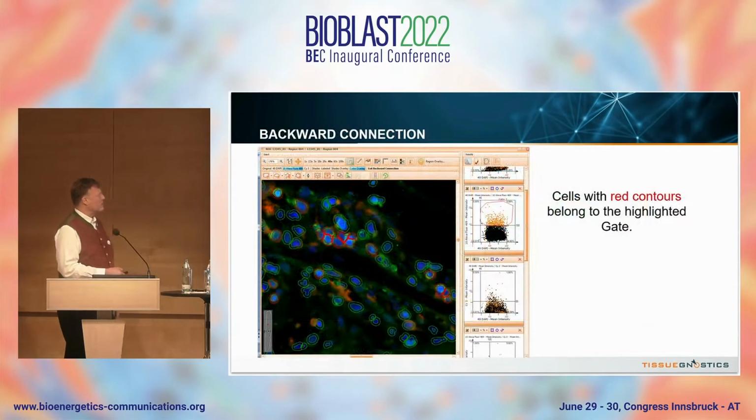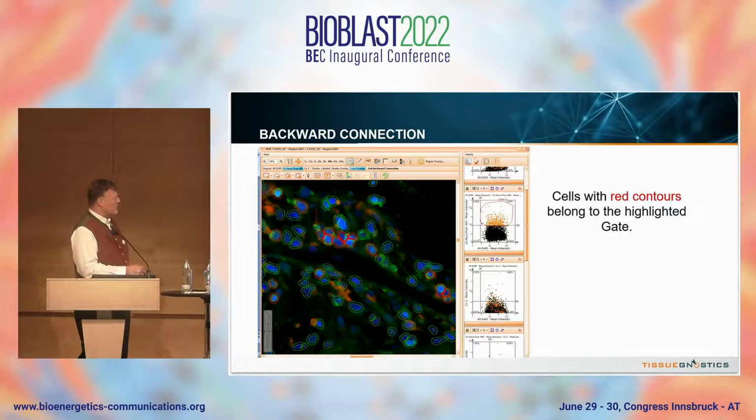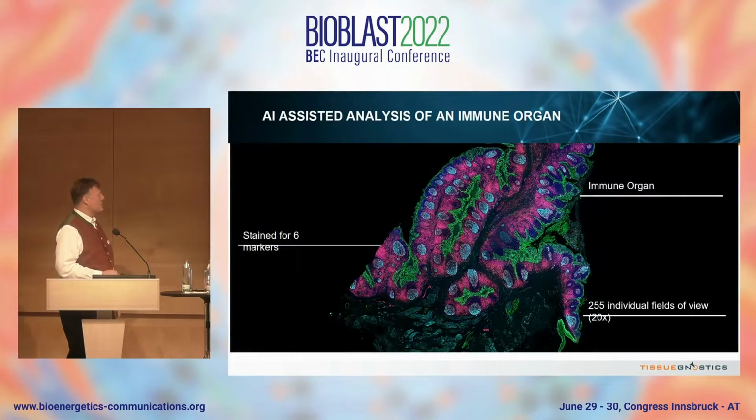It also works the other way around, from data space back to the image, and then we call it backward connection or reverse gating. You can make a gate like in flow cytometry, but the cells which are part of this gate will be highlighted. So you have an immediate relation between a cellular phenotype and histology. Where in the tissue section are these cells?